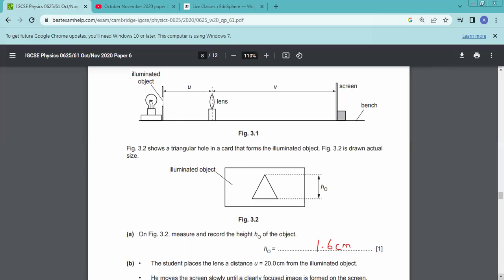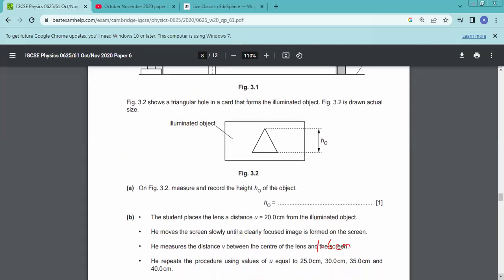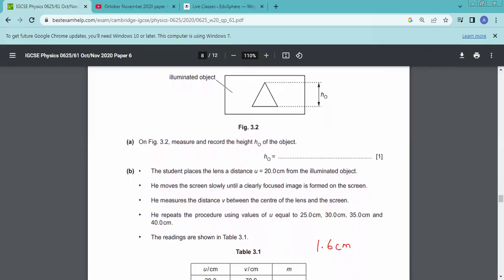Now, what we are going to do is that the student places the lens at a distance of u equals 20.0 centimeter from the illuminated object. This is the distance from the illuminated object, and he moves the screen slowly until a clear focused image is formed on the screen. The student is checking by moving the screen slowly so that he or she can see the clear image on the screen.